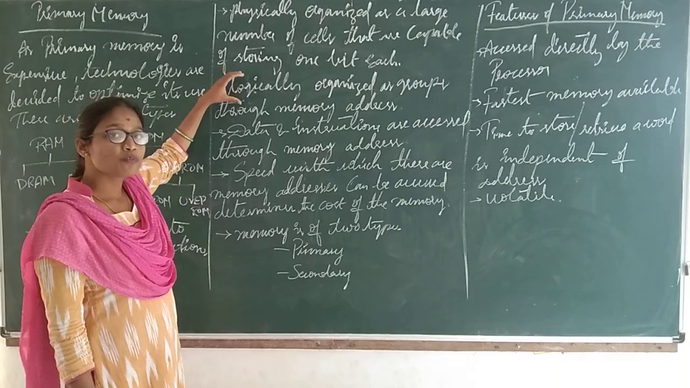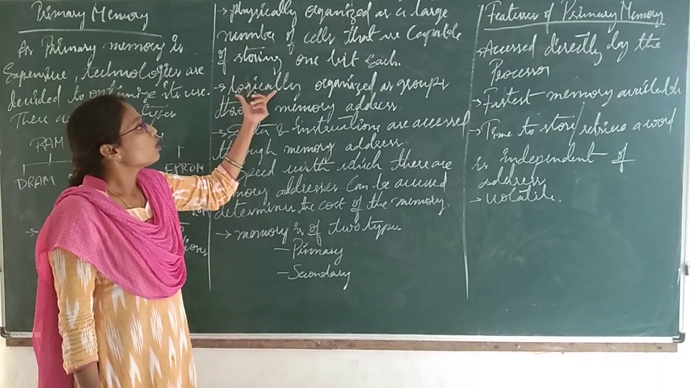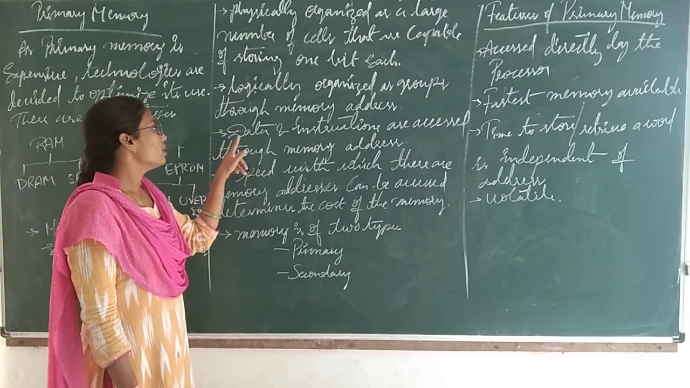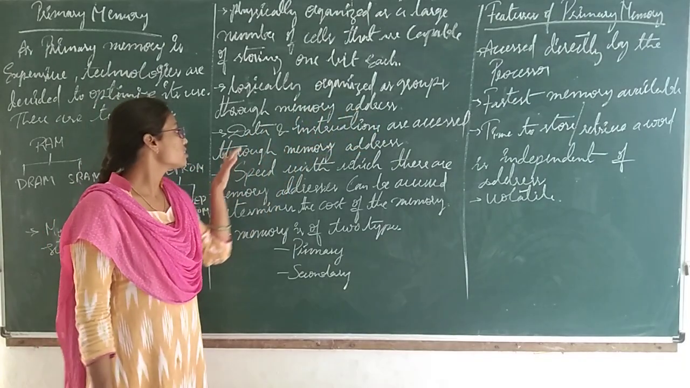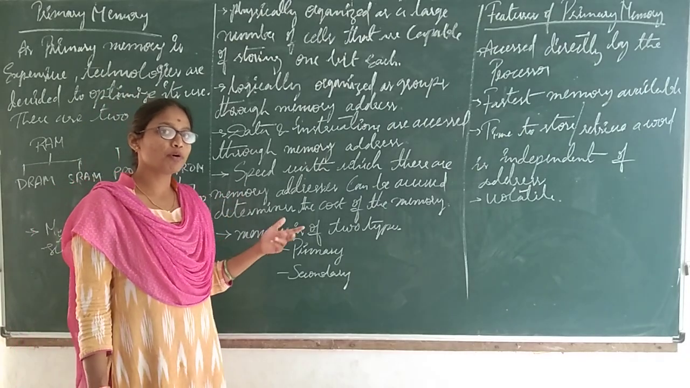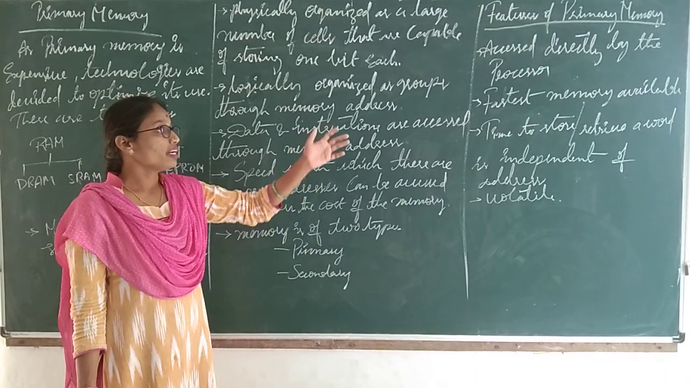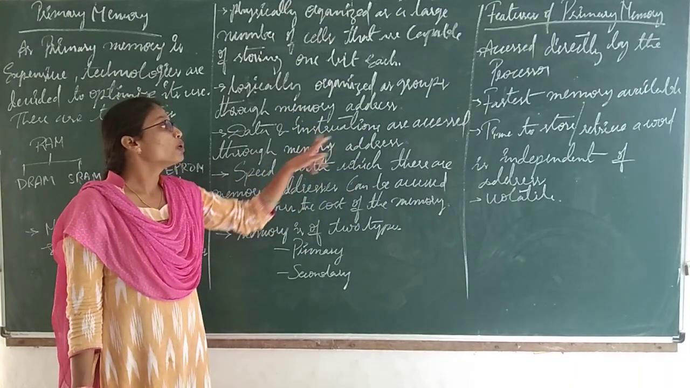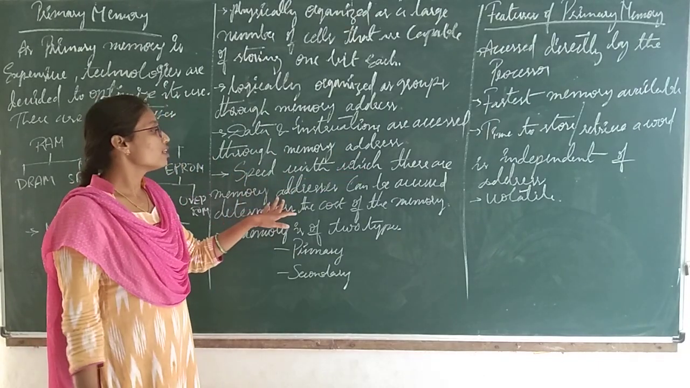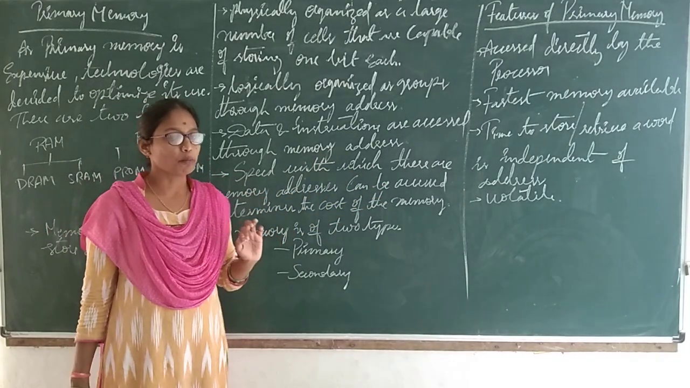Logically, memory is organized as groups of bits, and the data and instructions are accessed through a memory address. Whatever data we give to store, and whatever instruction we give about where the data is stored, is accessible through the memory address. The speed with which memory addresses can be accessed determines the cost of the memory.